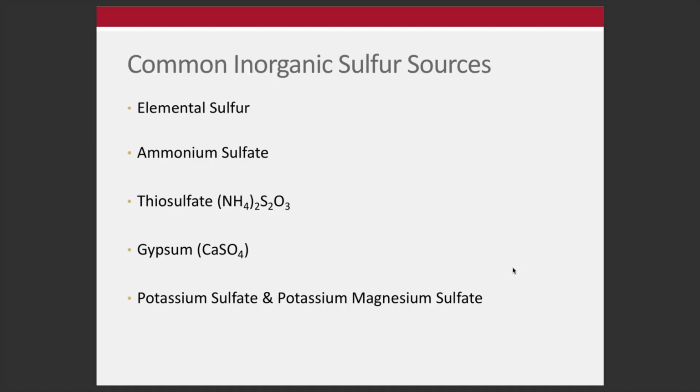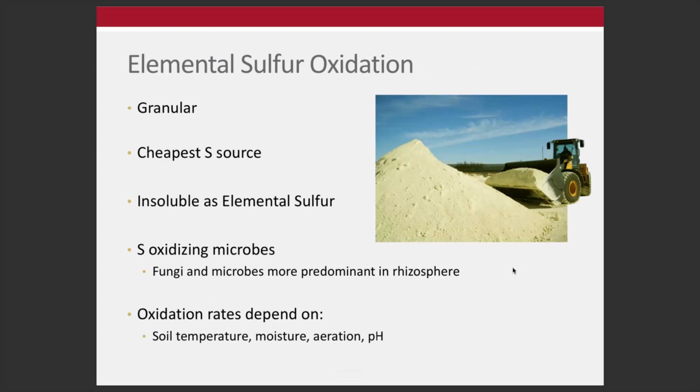and then some sort of potassium sulfate or potassium mag sulfate. Okay. So starting with elemental sulfur, it's a granular, insoluble form of sulfur. It's literally 100% sulfur. It's the cheapest source on a per pound basis, but it requires conversion. So it requires oxidizing microbes to take that and convert it into sulfate and make that available. Like all things microbially related, oxidation is going to depend on soil temps, moisture, aeration, and pH.